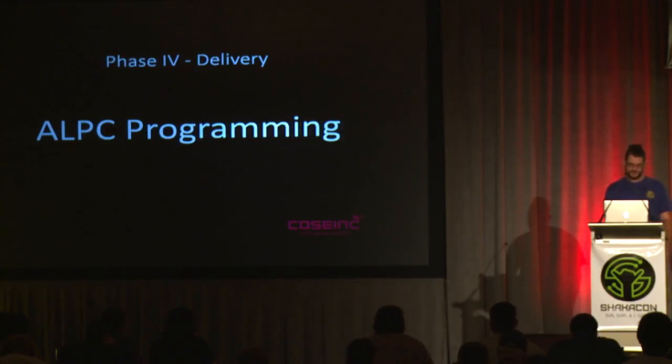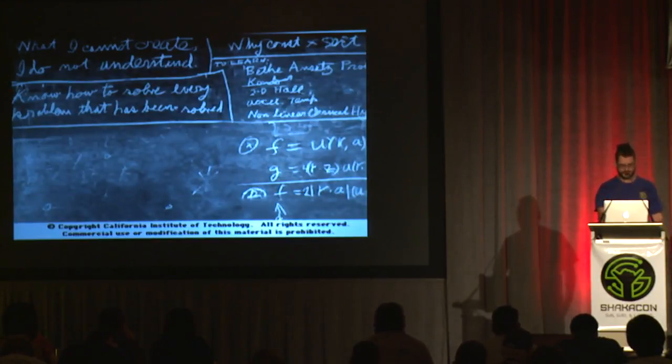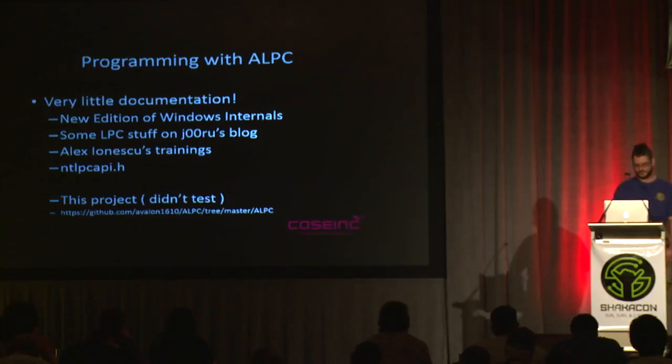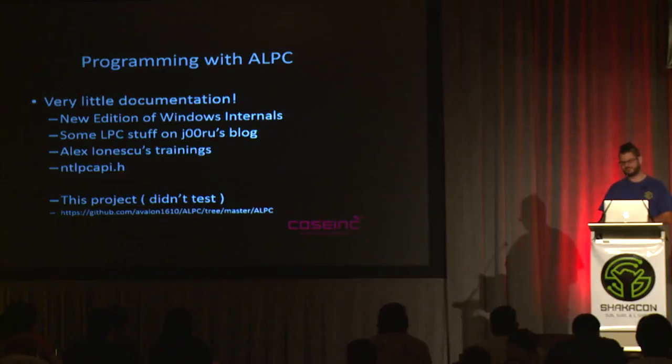So we've dumped out messages coming into a process, so now we're going to talk about, all right, let's actually do the thing. Let's do some connection. If you can't build it yourself, then you probably don't know how the protocol works. There's not much documentation. The new edition, I think the 7th, of Windows Internals is going to have some stuff, because I've proofed Alex's chapter for it.